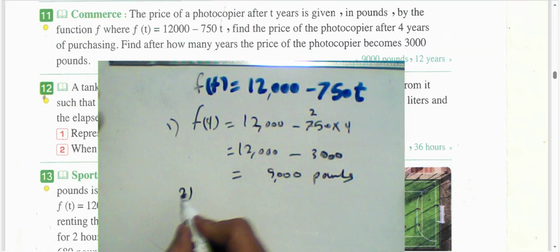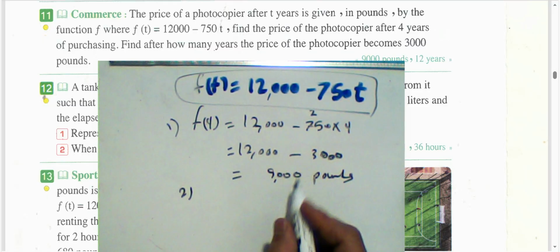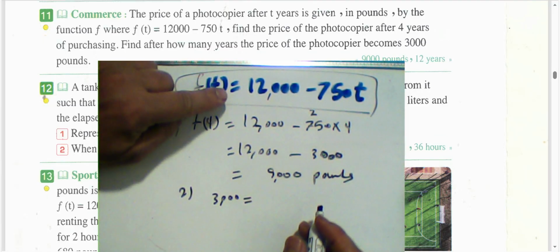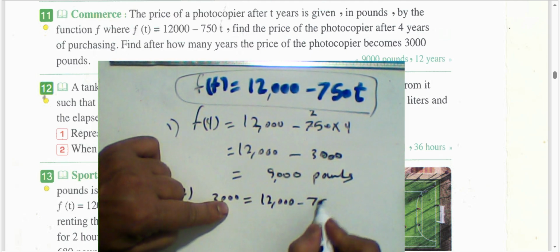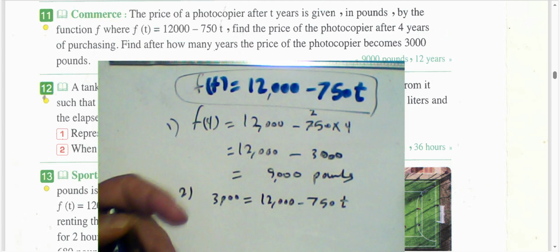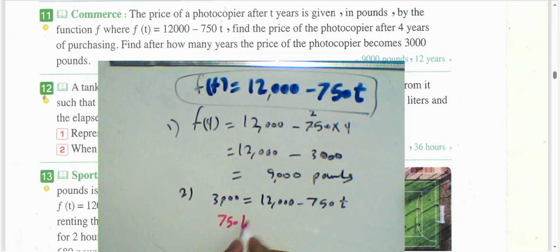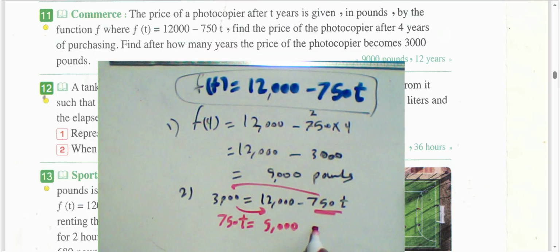And second, he tells me if the price will be 3,000, what's the number of years? T will be what? What's the value here? 3,000 equals 12,000 subtracted by 750 multiplied by t. I will solve this equation by moving 12,000 and also 750t. Right here, 750t moves here positive, and 12,000 subtracted by 3,000 equals 9,000. Then to find the number of years we can divide.